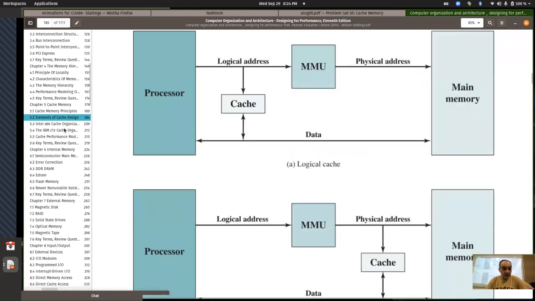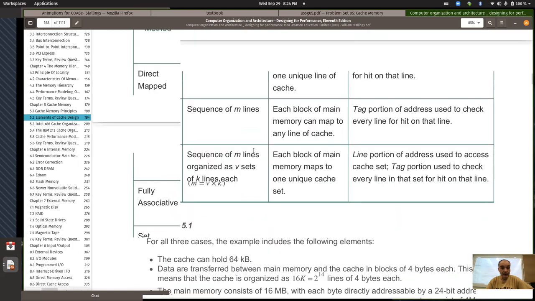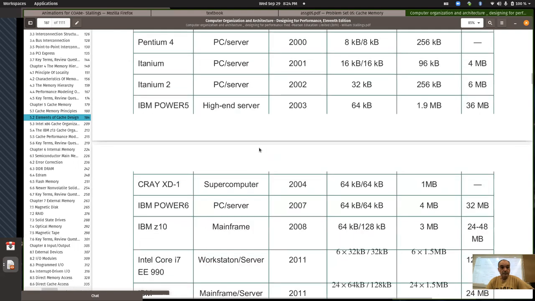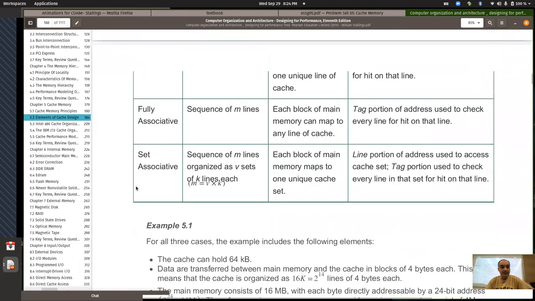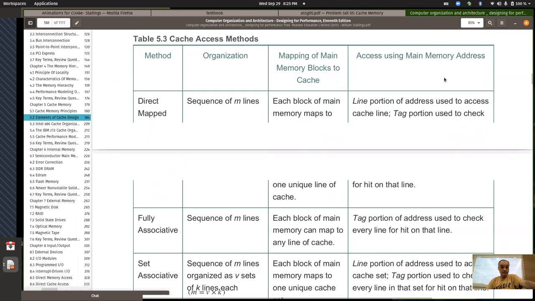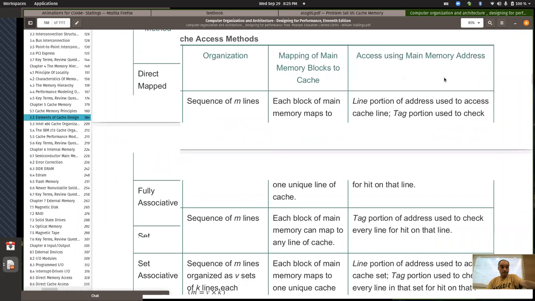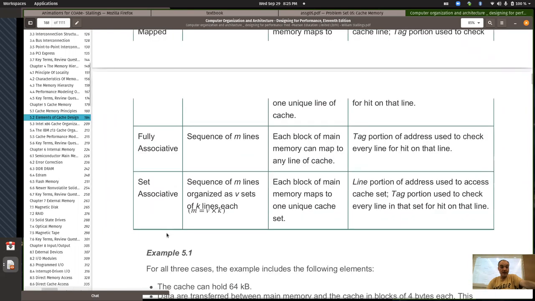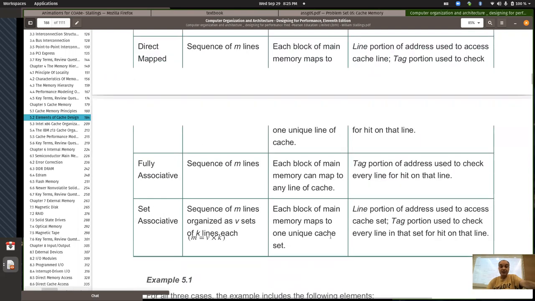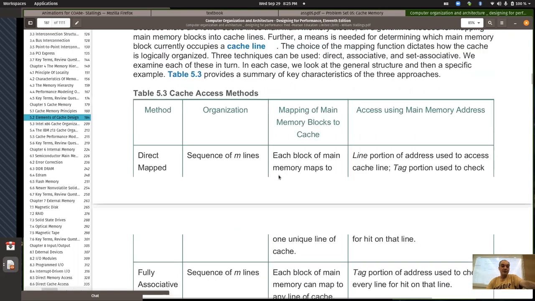I'm going to skip over these things because I mostly want to talk about the different ways that caches might be accessed. There's three main ways that we'll talk about. Direct mapped and fully associative are two ends of the spectrum. And then set associative, you think of it as a bit of a middle ground, a combination of these two.